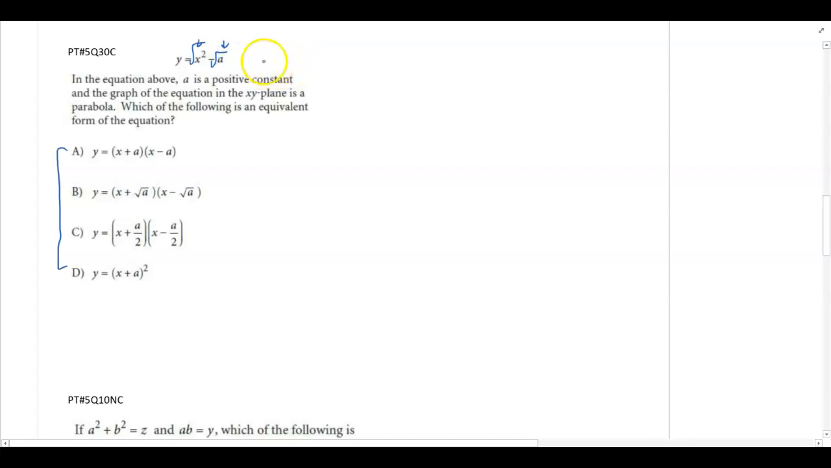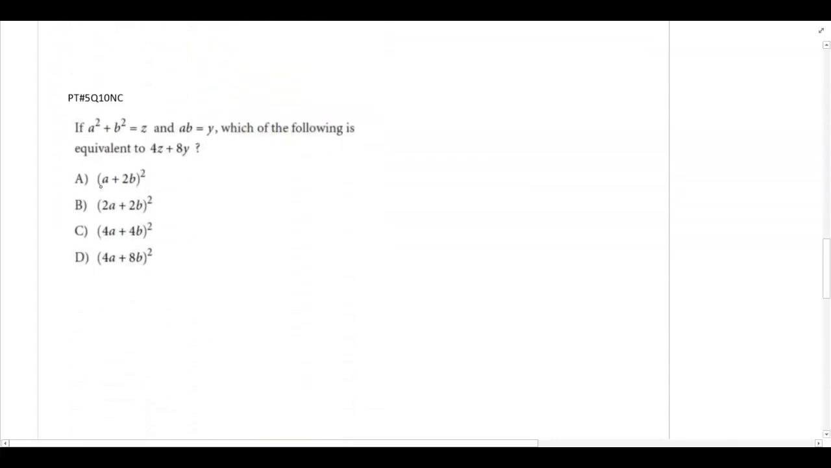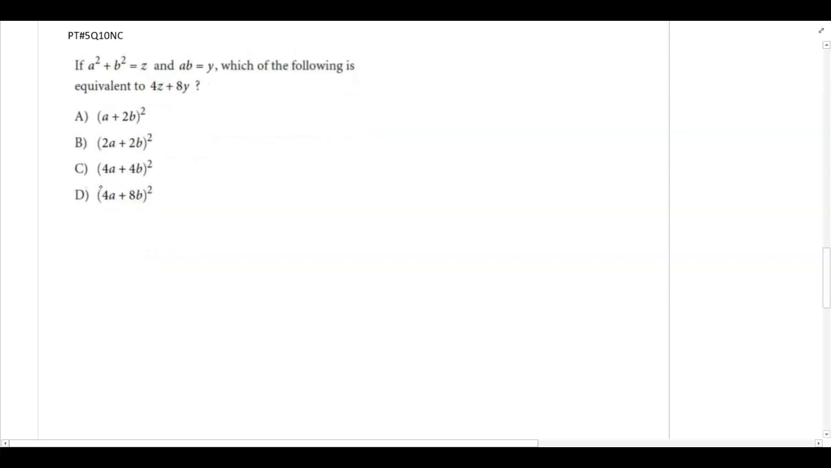If I were to take the square root of both of these, this would become y equals the square root of x squared is x, the square root of a is just the square root of a. And if we write that as a difference of 2 squares, x plus the square root of a times x minus the square root of a. Is that an answer choice down here? Yes, letter B. Okay, so that's a tough problem, but it's one after being exposed to it, you should be able to get.